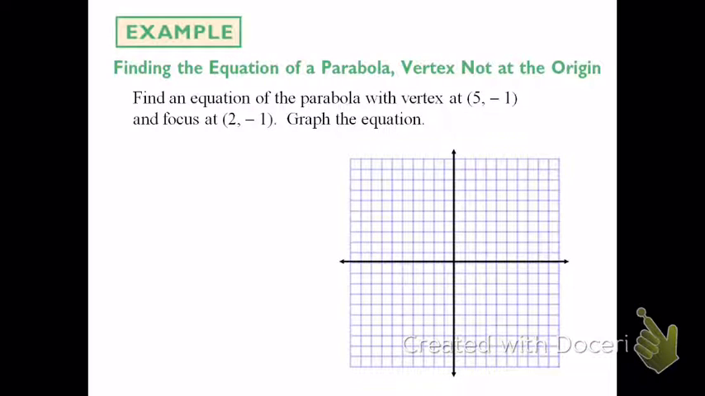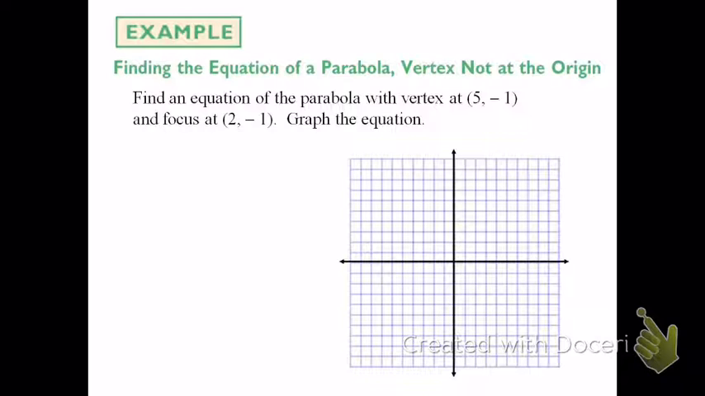So let's illustrate this new form of the equation with h and k in it by looking at this example. It says find an equation of a parabola with a vertex at 5, -1 and a focus at 2, -1. Graph the equation. Okay, so first we're going to put these points on the graph here.